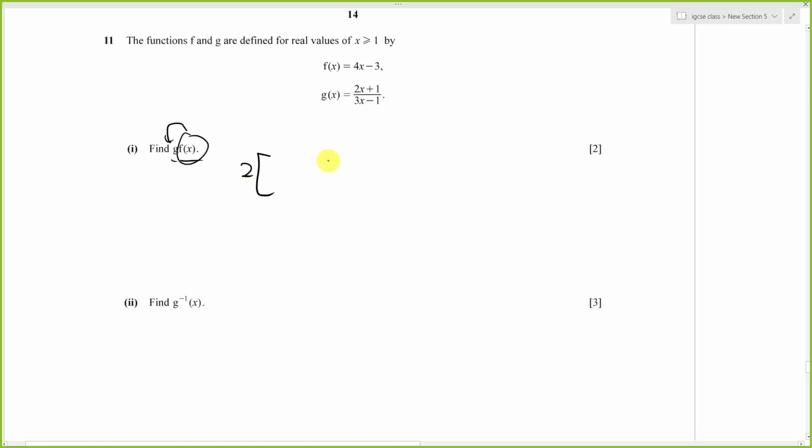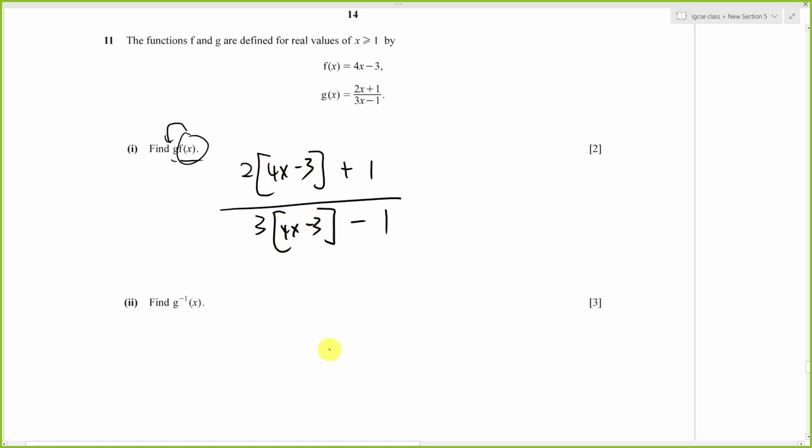Okay, (2x + 1) over (3x - 1). This is how I call it: copy the g(x). Basically, you need to sub your f(x) into my bracket here, because this is what happens when you sub the f(x) into the g(x). But definitely we are not writing f(x) here. We write the equation of f(x), which is 4x - 3.